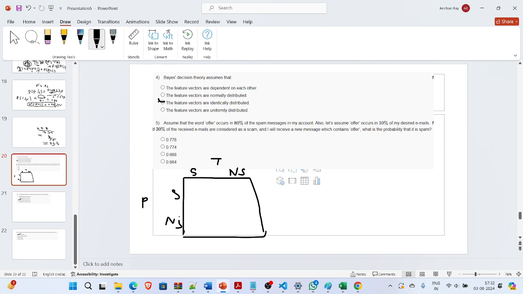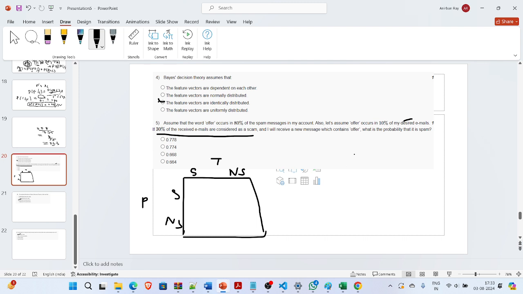Okay. So in 80% of the spam messages there is offer. Also assume the offer occurs in 10% of the desired emails. Okay, so they are not spam. If 30% of the received emails are considered as spam, I receive a new message which contains offer. What is the probability that it is spam? So 30% he is receiving is spam.